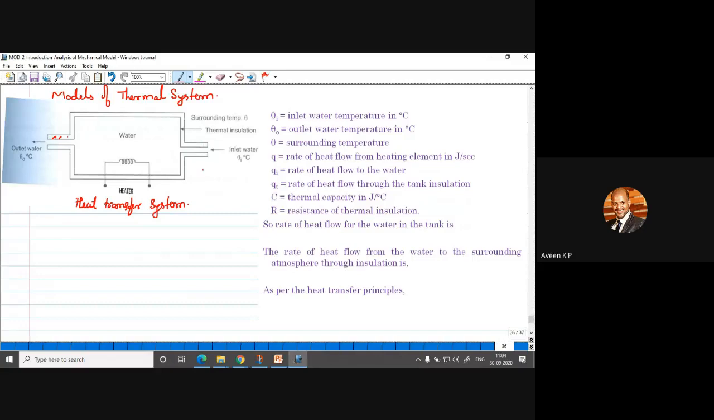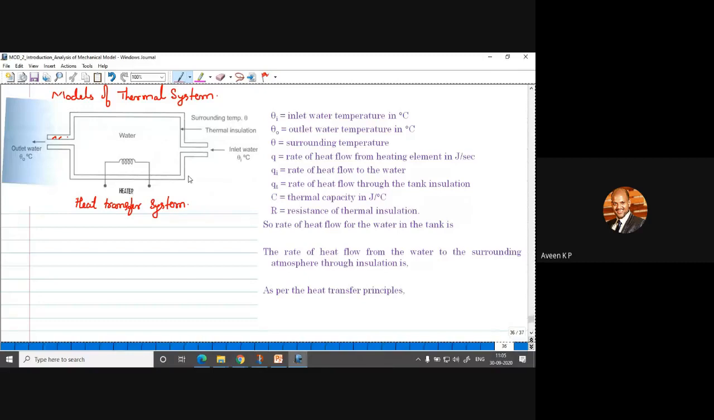Okay, so Qi is the rate of heat flow to the water, Qt is the rate of heat flow through the tank insulation, C is thermal capacity, and R is thermal resistance. What is this thermal resistance and thermal capacity? Thermal resistance is nothing but the ratio of change in temperature to the change in heat flow. We call that a thermal resistance.